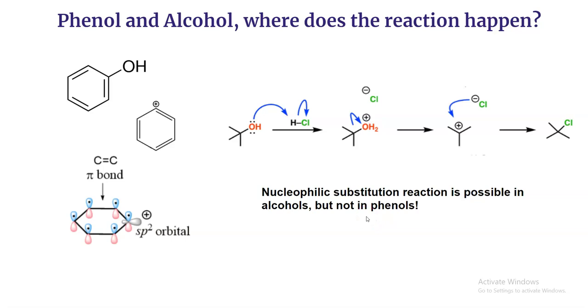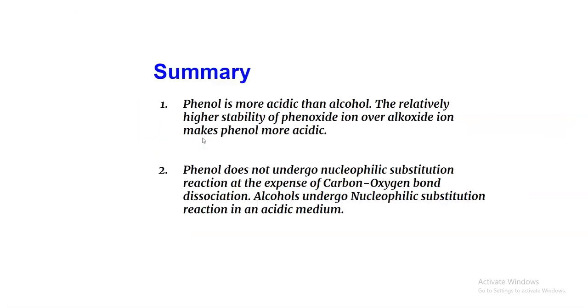Okay, so two differences that we have learned about. The first: phenol is more acidic than alcohol because of the higher relative stability of the phenoxide ion versus the alkoxide. And the second difference is that alcohol undergoes nucleophilic substitution reaction, the OH group can leave, the carbon-oxygen bond can break, whereas in phenol, the nucleophilic substitution reaction does not happen, the OH group is not able to leave, the carbon-oxygen bond is not going to break. And that's because of the poor stability of the phenyl carbocation. Just keep these two differences in mind.